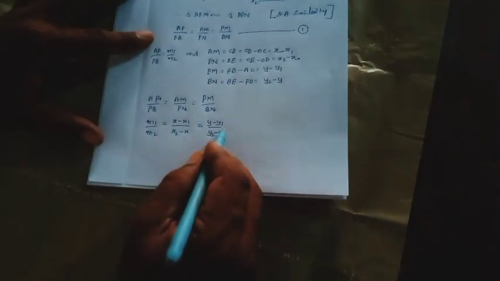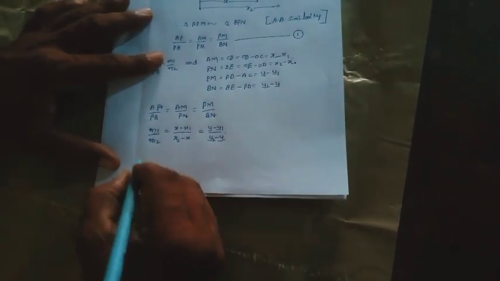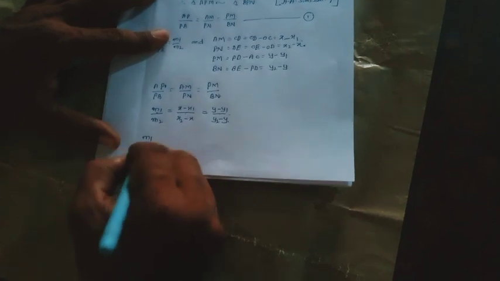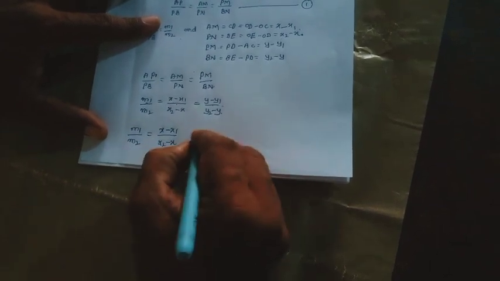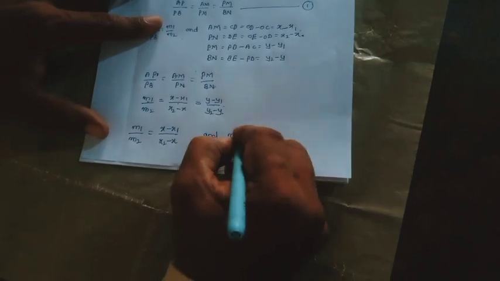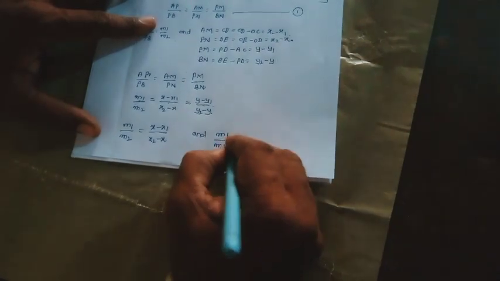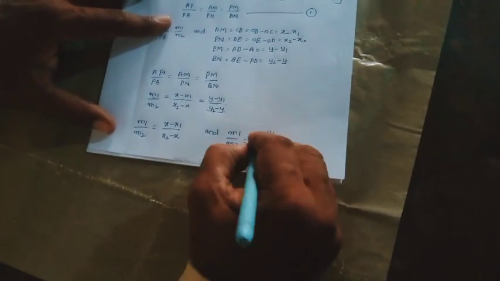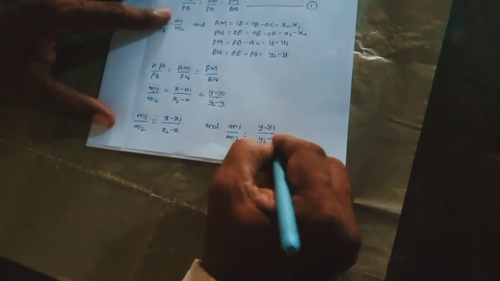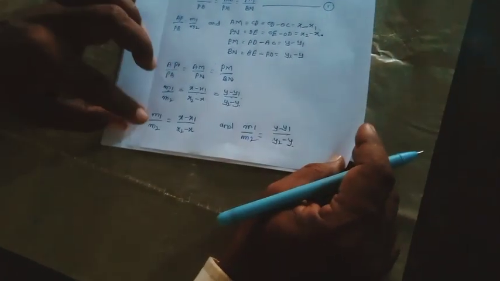Now these three are equal, therefore you take this one time equal and this another one time equal. Therefore M1 divided by M2 is equal to X minus X1 divided by X2 minus X, and M1 divided by M2 is also equal to the Y coordinate, Y minus Y1 divided by Y2 minus Y. Now you find the X coordinate and Y coordinate here.